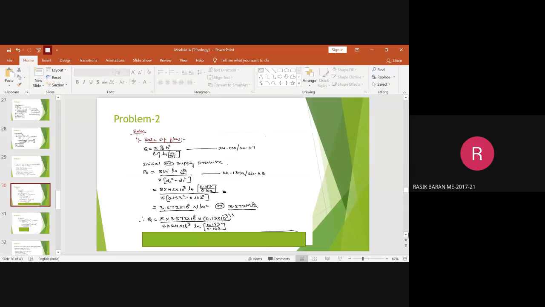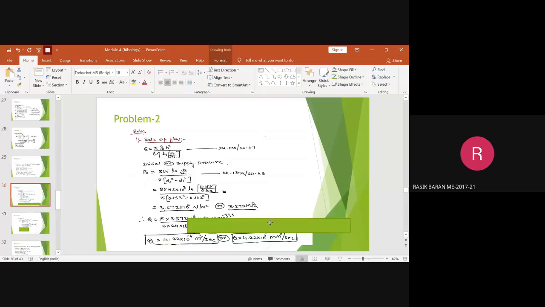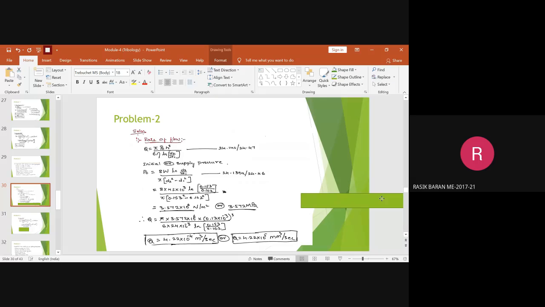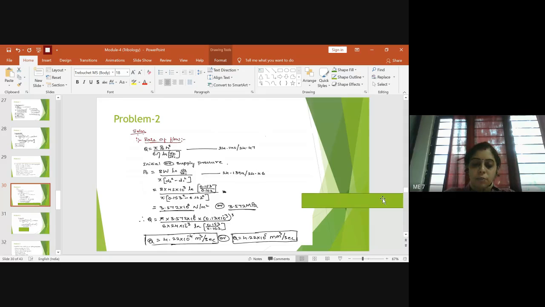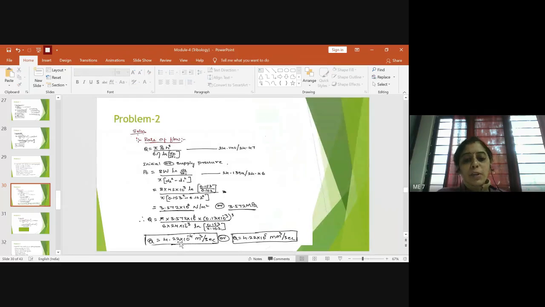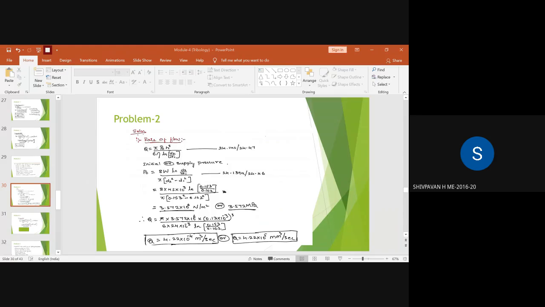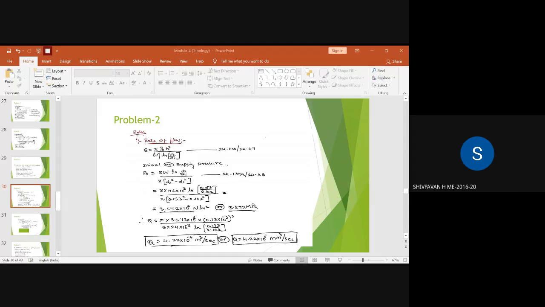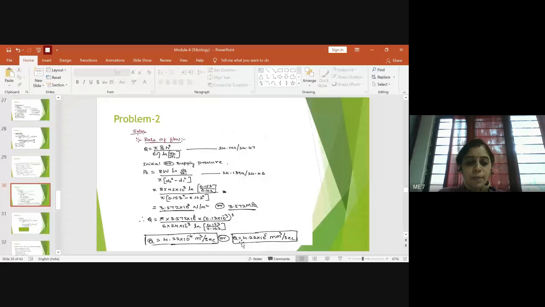Ma'am, 4.32 into 10 to the power minus 4, ma'am. Repeat again. Okay, 4.32 into 10 to the power minus 4. You're getting 4.32, but here it is being shown as 4.22. Just write down what you have. What about others? Are you getting 4.22 or 4.32? 4.2225. Okay, please write down the value you have got.